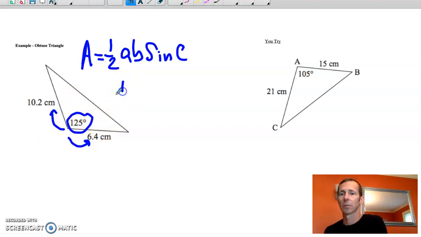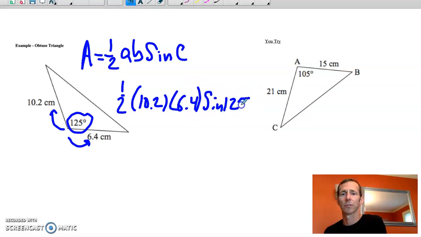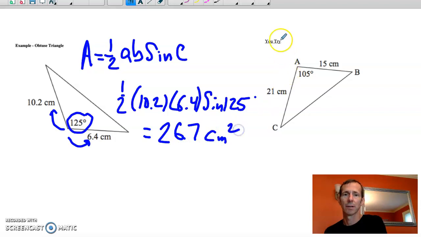So if I now just plug this stuff in, it's got some decimals, so it's a little bit more writing for me and typing in your calculator, but it's not a big deal. And we're going to go sine of 125. Boom, type that in the calculator. And when you do that, you should get 26.7 centimeters squared.